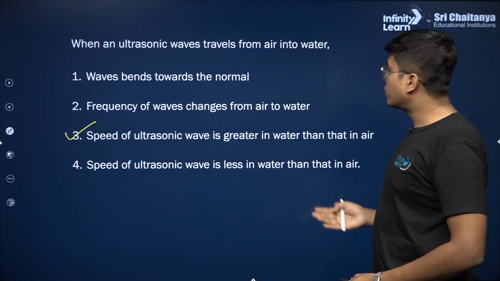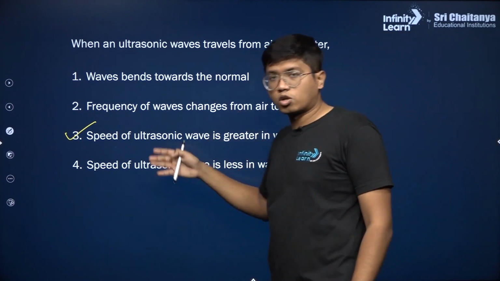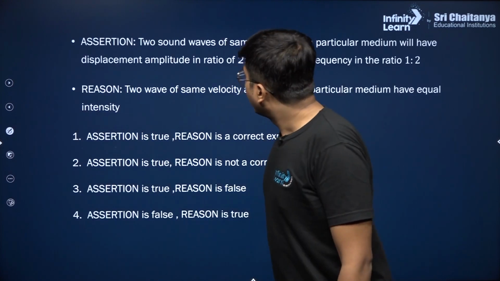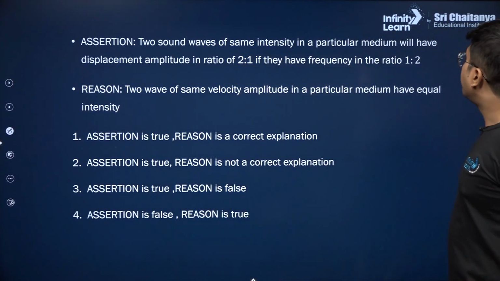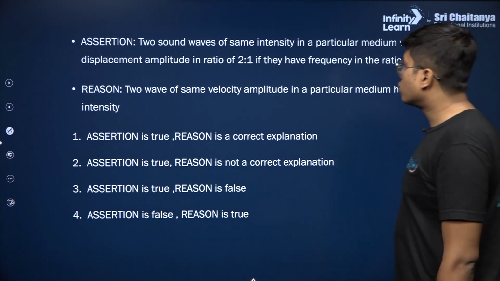The next one, speed of ultrasonic wave is less in water than in air. Again, it's just the converse of this. So this is also incorrect. Next, two sound waves, same intensity in a particular medium, will have displacement amplitude in the ratio of 2:1 if they have frequency in the ratio of 1:2.